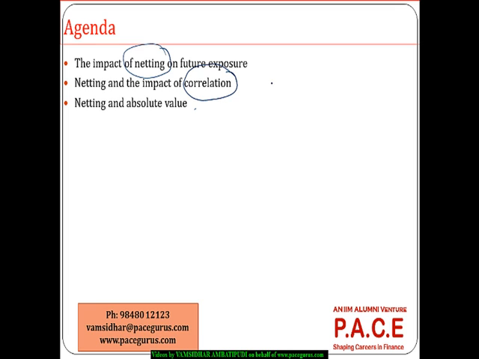And can we relate something between correlation and netting? And is there any kind of a relation between the absolute value of the exposure and netting? So three major topics. One, in general netting. Two, correlation between the various exposures. Does it play any role in the netting? Three, the absolute value of the different exposures. Does it play any role in the case of netting?